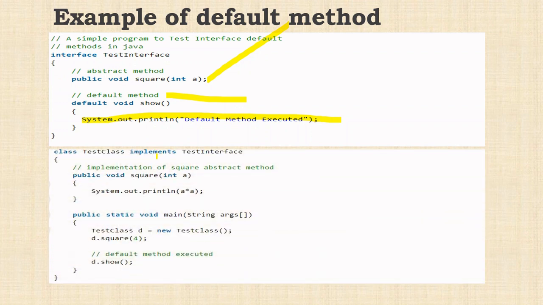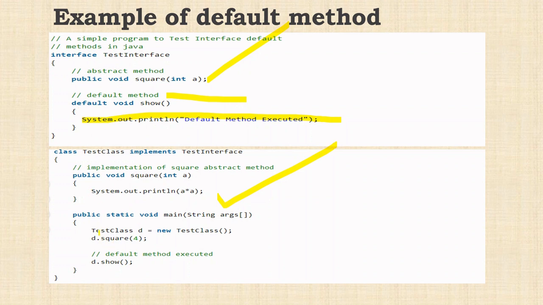I have implemented this test interface in this test class. Here square is the abstract method, and we have provided the implementation for this square method in the test class. We are taking a and returning a into a, calculating the square. But if you want to use the default method inside the interface, then you can do it like this.